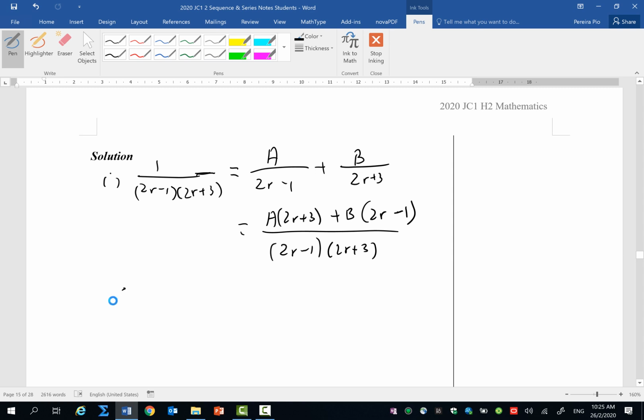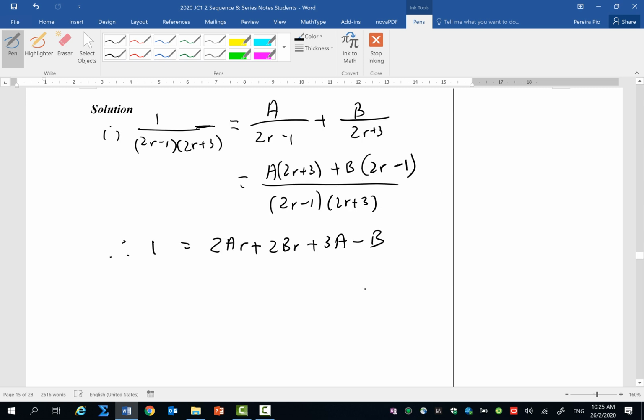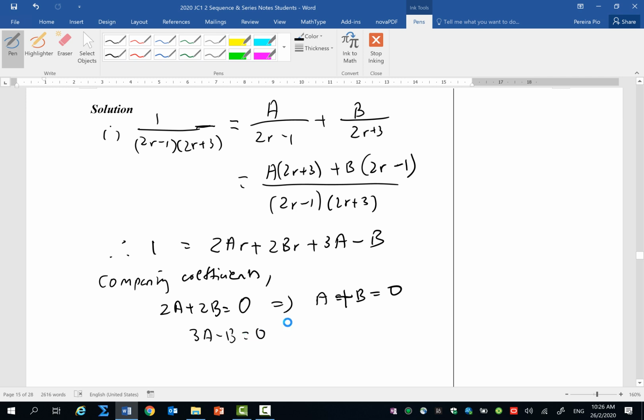Right. So in this case, therefore, 1 is equal to A(2r + 2) + B(2r - 1)... I mean 2Ar plus 2Br plus 3A minus B. So actually, I'm comparing coefficients. 2A plus 2B equals 0. So this implies that A must equal negative B, or A plus B should equal 0. I'm going to write it this way first, because later you can actually use your GC to find that out. And finally, 3A minus B equals 0.